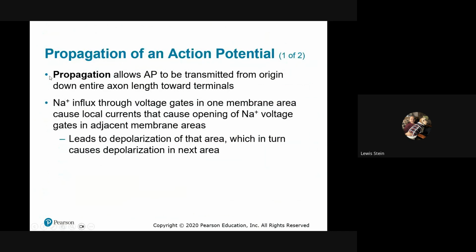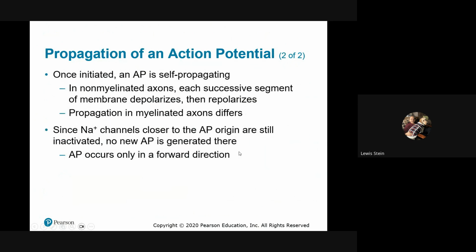The propagation transmits it down its entire length of the axon, typically, again, at that trigger zone or hillock. It flows through the voltage-gated channels in one membrane area, and local currents cause the gates in adjacent areas to open, and so on and so on. That's what happens. It's self-propagating.